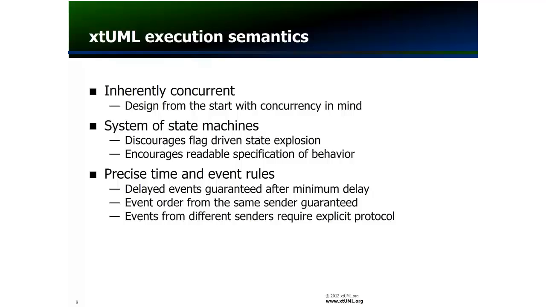xtUML specifies precise rules about the passage of time and the exchange of events. Delayed events are delivered after a minimum time. How much after is dependent on the characteristics of the target platform. Event ordering is guaranteed from the same sender, but between different senders, explicit synchronization must be shown, or the receiver must be designed to be robust under all possible incoming event orders. This is addressed in xtUML by specifying explicit event can't happen policies.